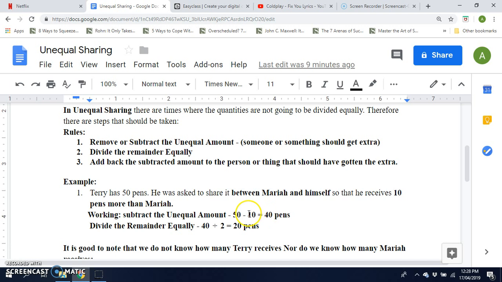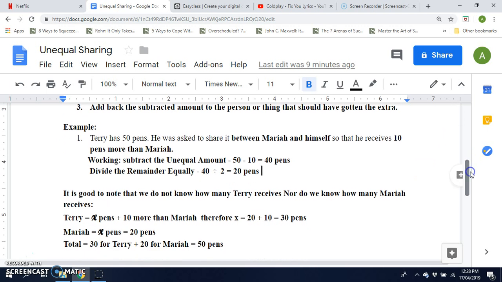So take out 10 and then go to Maria with 40. Then you say, Maria, I got 40 pence and I want to share it. So I'm sharing 40 divided by 2: 20 pence for Maria and 20 pence for Terry. So here's how it goes.